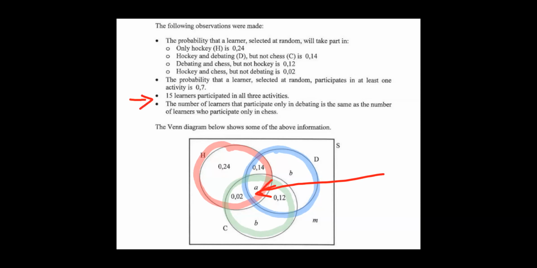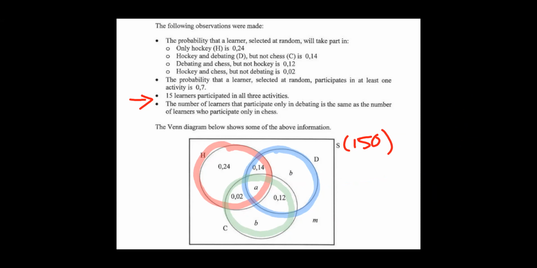0.15. But wait, there was a total of 150 learners. 30. So it's going to be 15, not out of 100, but out of 150. And this is going to be 0.1. Yep, there you go. 0.1. Right.